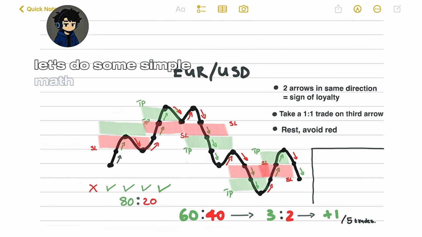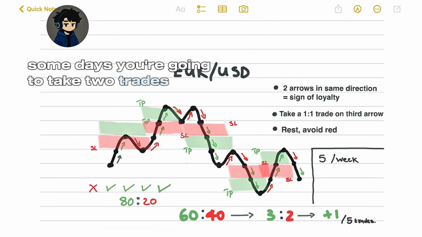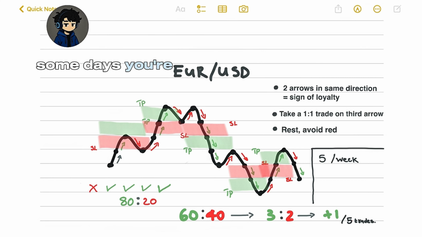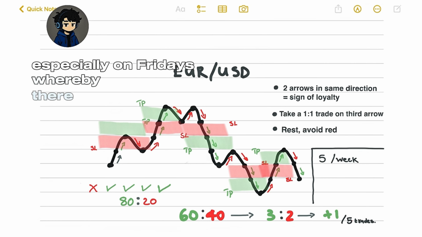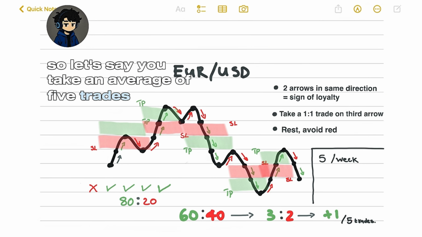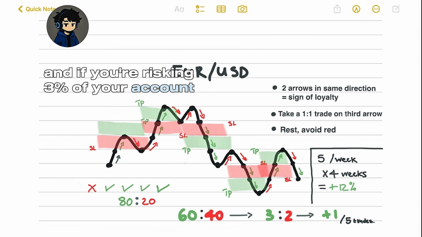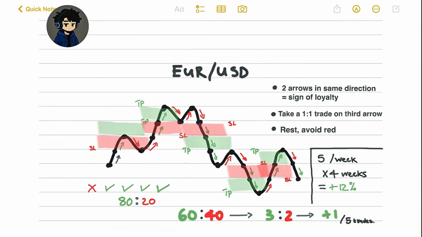Let's do some simple math before we move on to the chart. Let's say you take 5 trades in a week. Some days you're going to take 2 trades or more. Some days you're not going to take any trade at all, especially on Fridays whereby there are news events. So let's say you take an average of 5 trades in a week. A month has like 4 weeks. And if you're risking 3% of your account, you would make 12% in a month.